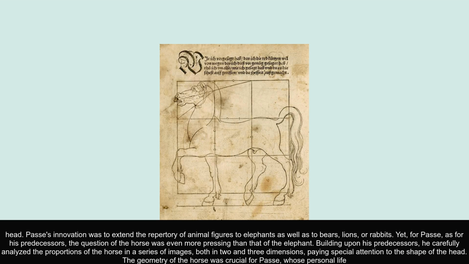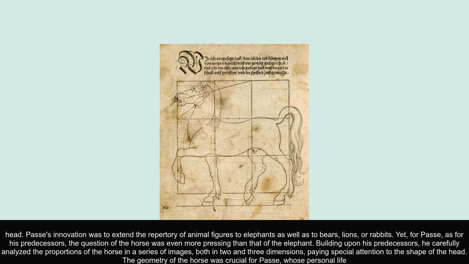Passé's innovation was to extend the repertory of animal figures to elephants as well as to bears, lions, or rabbits. Yet, for Passé, as for his predecessors, the question of the horse was even more pressing than that of the elephant. Building upon his predecessors, he carefully analyzed the proportions of the horse in a series of images, both in 2 and 3 dimensions, paying special attention to the shape of the head.